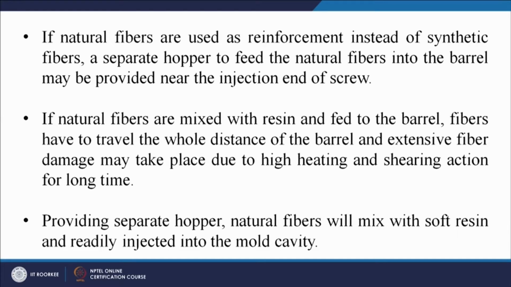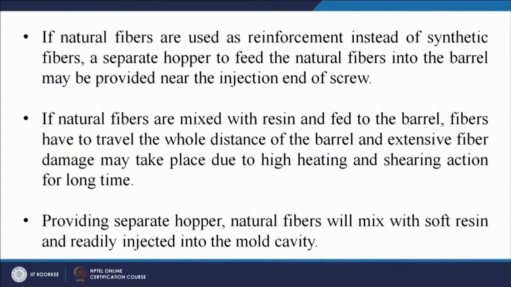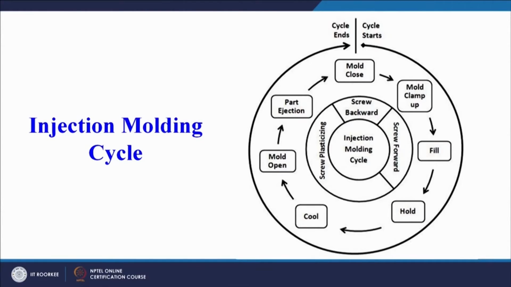If natural fibers are mixed with resin and fed to the barrel, the fibers have to travel the whole length of the barrel, and extensive fiber damage may take place due to high heating and shearing action for a long time. I have already explained that, specifically for natural fibers, that is one of the limiting issues. Therefore, we try to introduce our natural fiber just at the end of the barrel, as was shown in our diagram. With a separate hopper, natural fibers will mix with soft resin and readily get injected into the mold cavity.